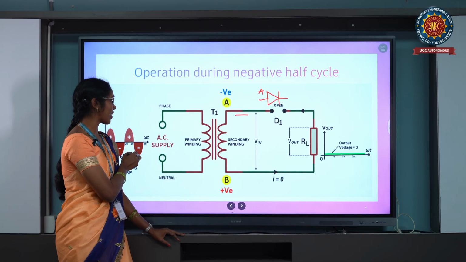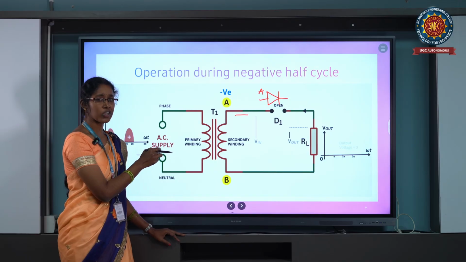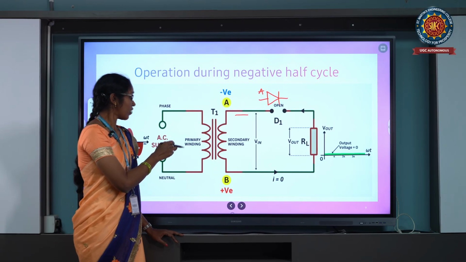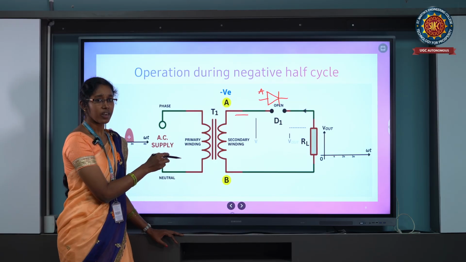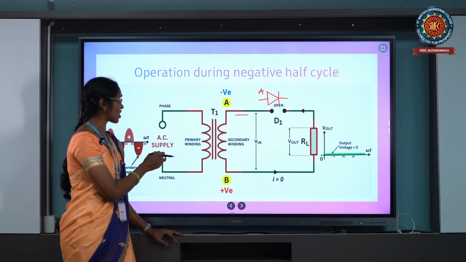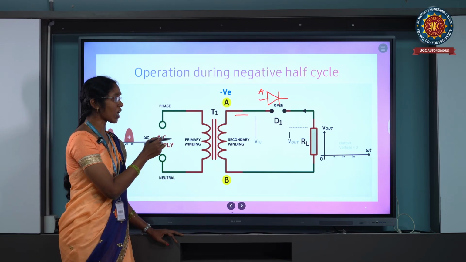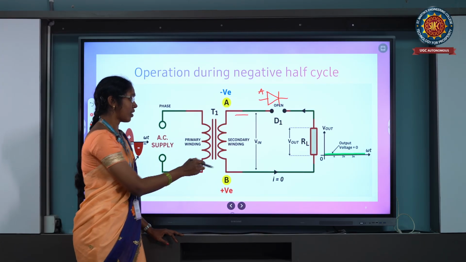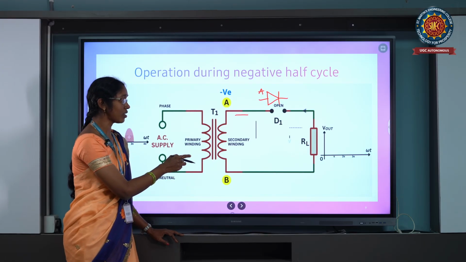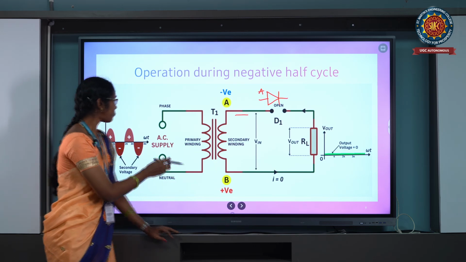Due to that reason, we are getting an output during positive half cycle only. During negative half cycle, the diode is in reverse bias condition and it acts as an open loop circuit. Due to that reason, we didn't get any output voltage or current during negative half cycle. That's why it is called a half wave rectifier. Why? Because we are getting output during one half of the cycle only, and we are getting current direction in the same direction in both the cases. That's why it is a pulsating DC.